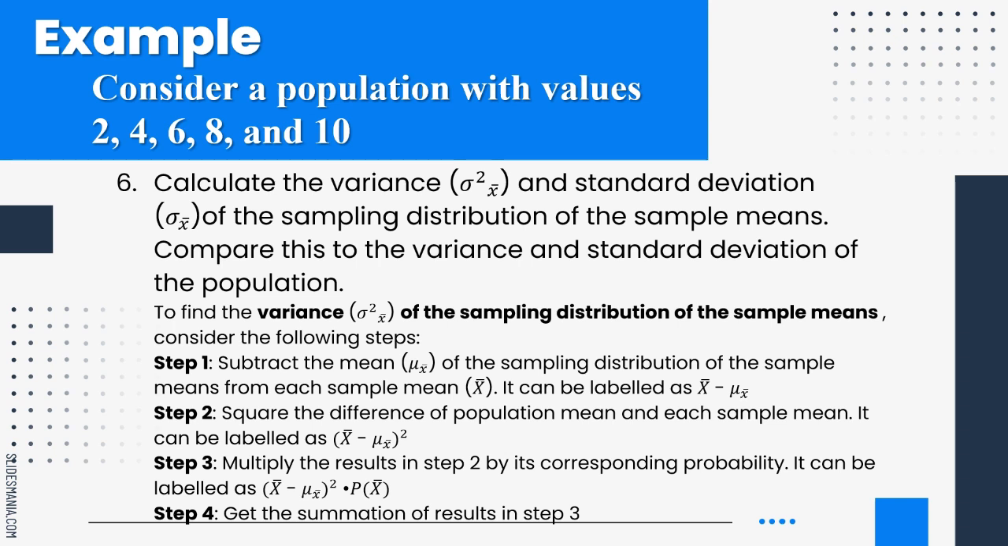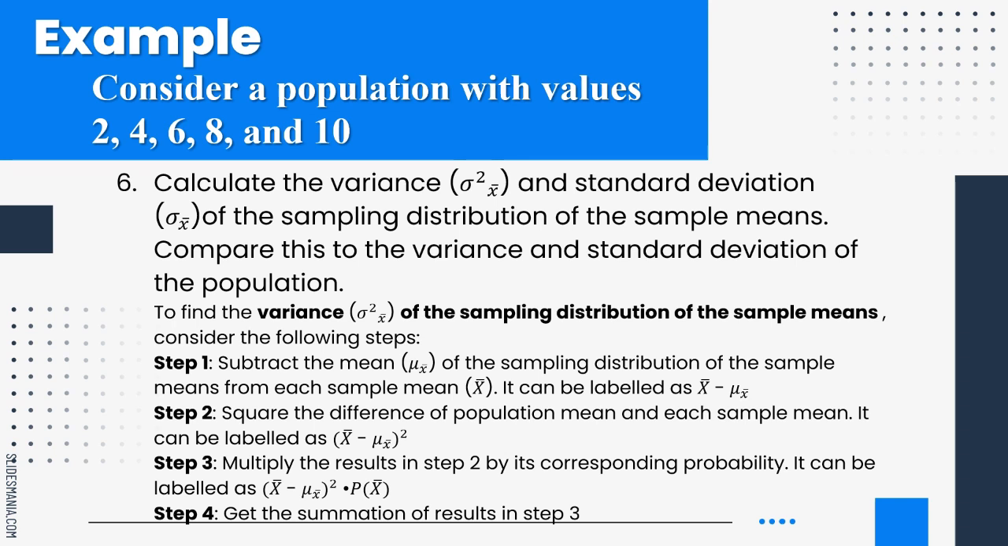Calculate the variance, or the sigma squared sub x bar, and the standard deviation, that is sigma sub x bar, of the sampling distribution of the sample means. Compare this to the variance and standard deviation of the population. To find the variance, the sigma squared sub x bar of the sampling distribution of the sample means, consider the following steps. Step 1.